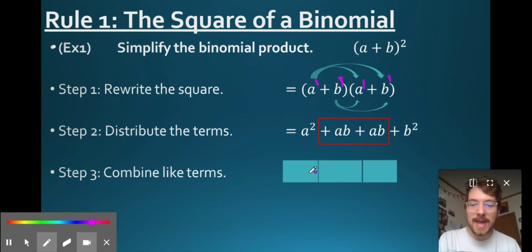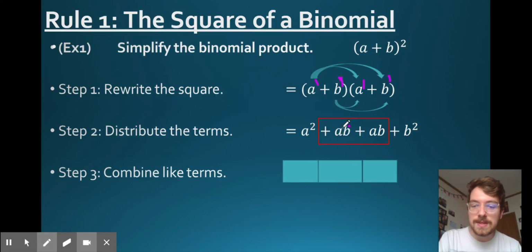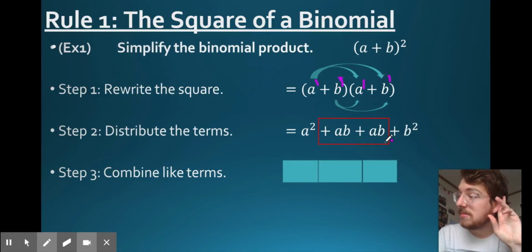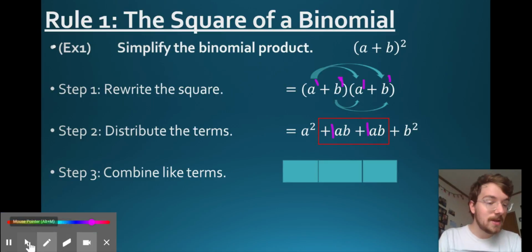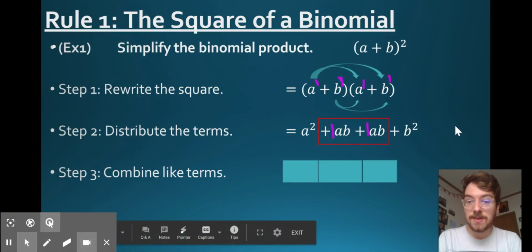Now, if I'm trying to combine those, I know that for this whole ab and this whole ab, there's no number in front of it, right? So if I don't have a number in front of variables, we know it's what? Oh, it's a 1, right? That's right. So I know I've got a 1 in front of this ab and a 1 in front of this ab. So if I want to combine those like terms, I just have to add the numbers in front. So 1 plus 1, I'm just going to get 2.